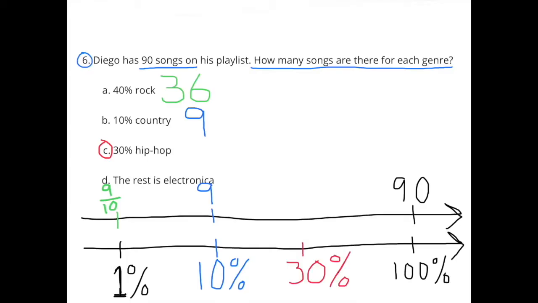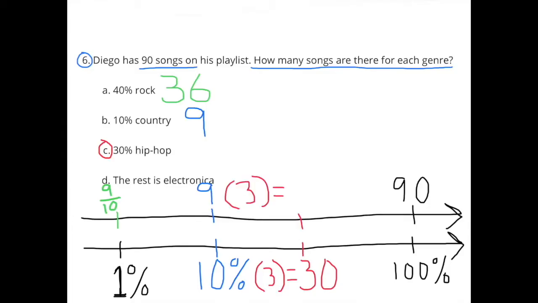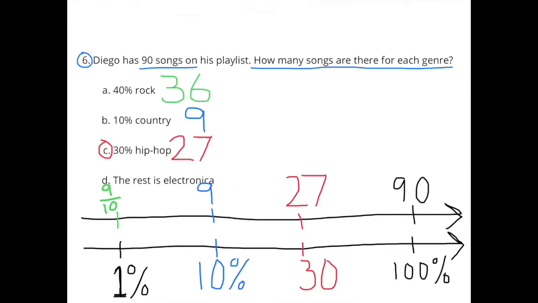C. 30% hip-hop. I decided to keep the same double number line because I know that I can multiply 10% times 3 to get 30%. And if I multiply 10% by 3, I need to multiply 9 songs by 3. 9 times 3 is 27. Diego has 27 hip-hop songs on his playlist.